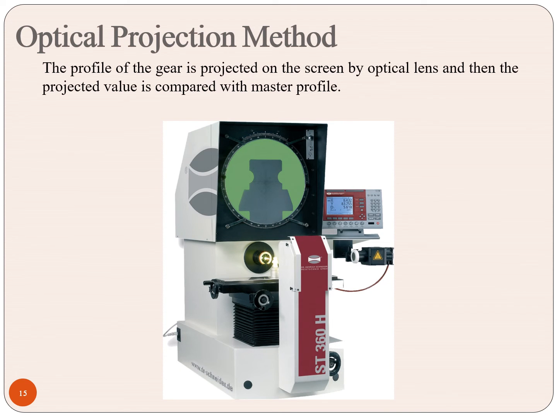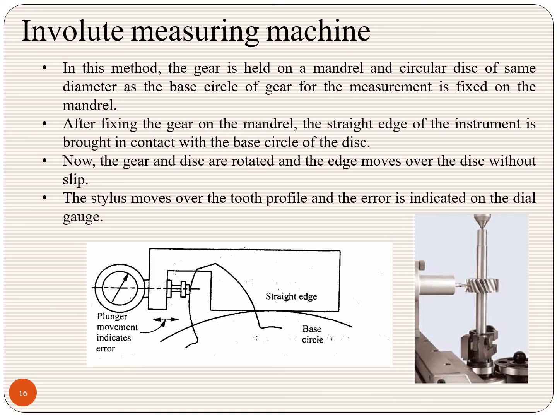Now look at the optical projection method. The profile of the gear is projected on the screen by an optical lens, and then the projected profile is compared with the master profile. The involute measuring machine. This is the involute measuring machine. This is the involute measuring tip.